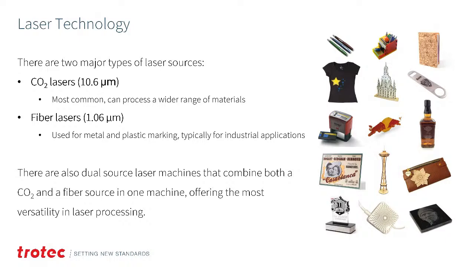Trotec offers one of these lasers, as well as dual source laser machines that combine both the CO2 and fiber laser within one machine. So the ability to process materials with one wavelength and then switch to the other wavelength to work with different materials, all in the same machine, is possible.